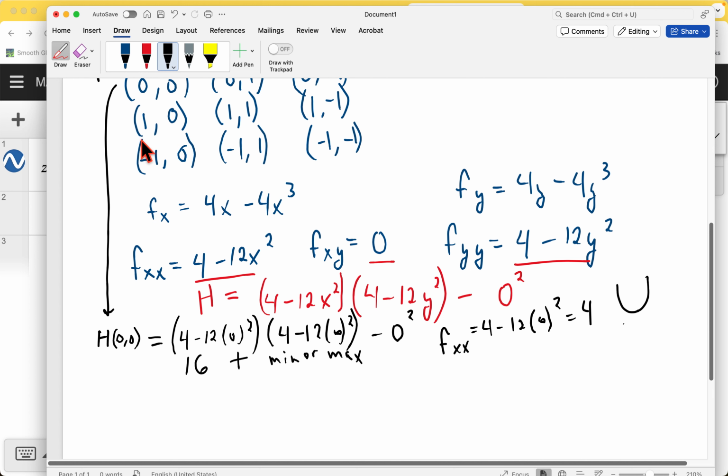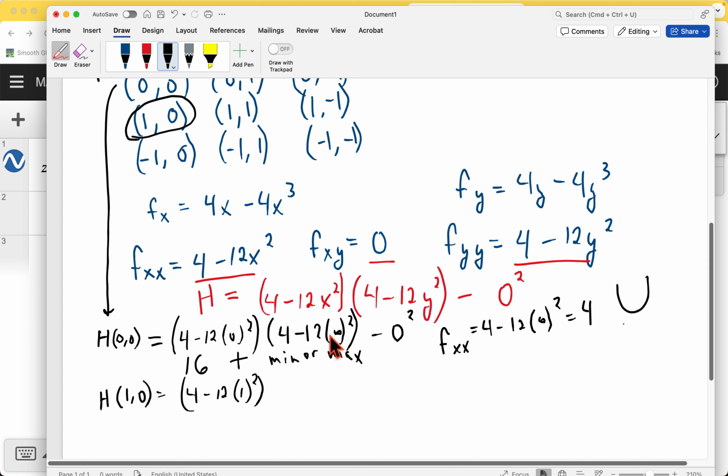So let's take this one. Anything with a 0 and a 1 should be a saddle point. If it's a saddle point, when we put it into the Hessian, we will get a negative number. 1, 0. Put in 1 for x. 4 minus 12. Yeah, see, that's why it's going to be negative 1 squared. It's going to be negative 12, right?